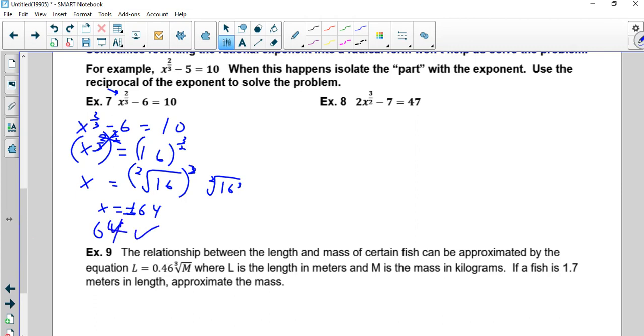Now, negative 64. The cube root of negative 64 is negative 4. But when we square that, we get positive 16 minus 6 is 10. So both positive and negative 64 work out. Those are our answers. And the reason it works out is we're cubing it. It works out that way.